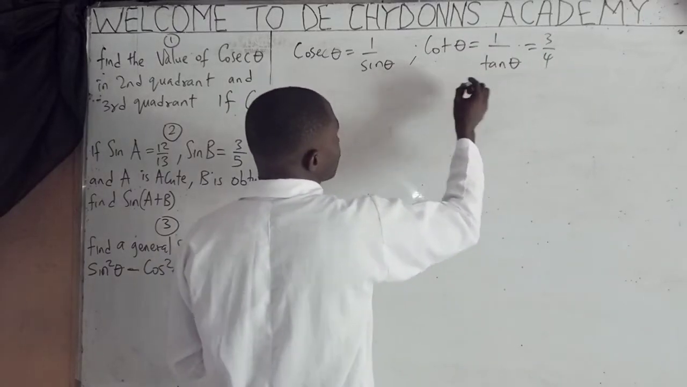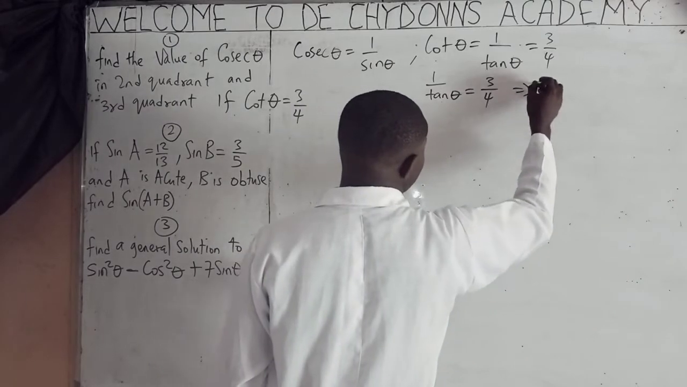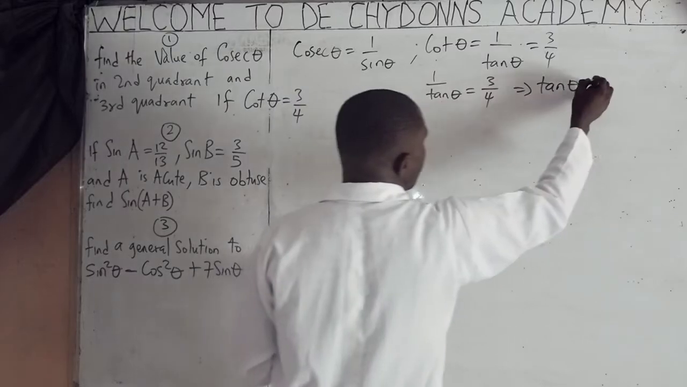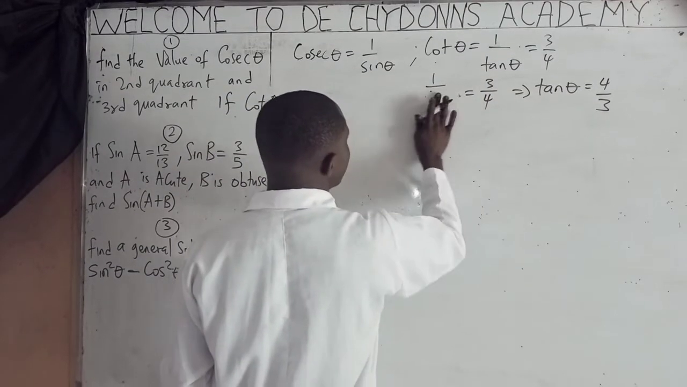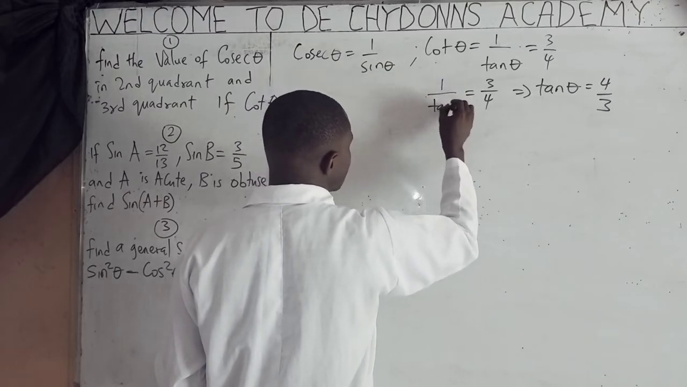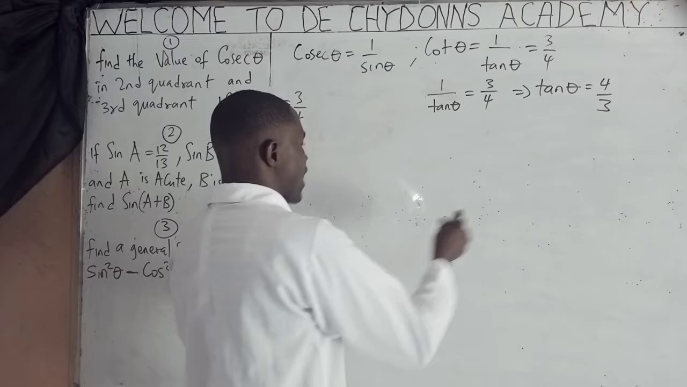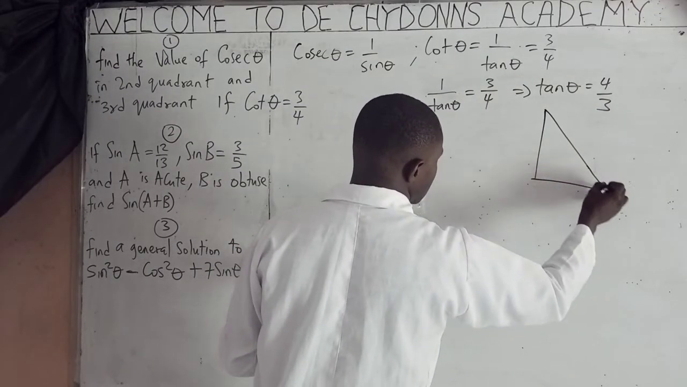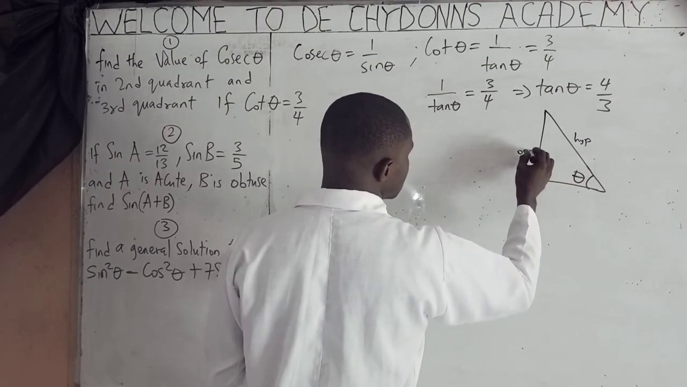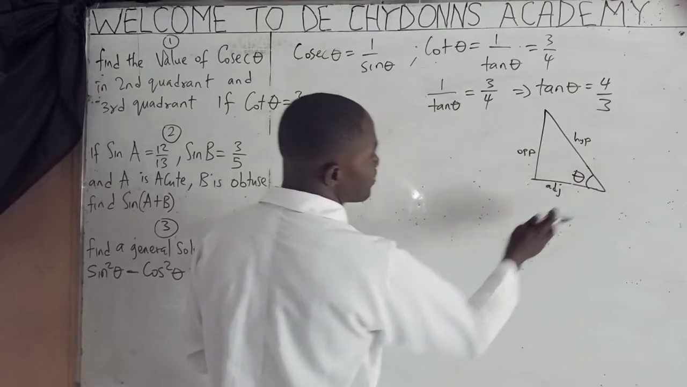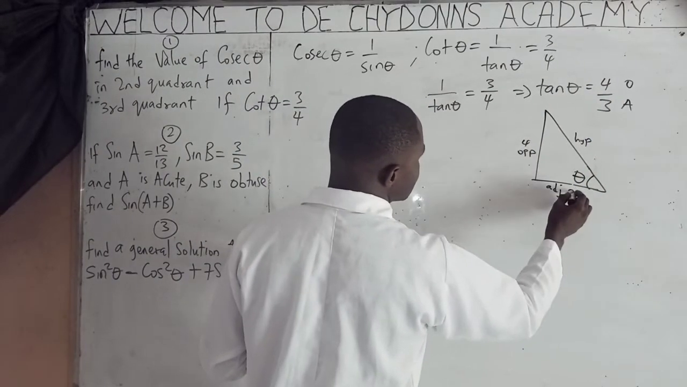Since 1/tan theta is equal to 3/4, the implication is that tan theta will be equal to 4/3. Let's write it well. 1/tan theta equals 3/4, then tan theta equals 4/3. Then, in our right angle triangle, taking here to be theta, here is hypotenuse, here is opposite, here is adjacent, because it joins hypotenuse to form the given angle. Then tan means opposite over adjacent, so 4/3.